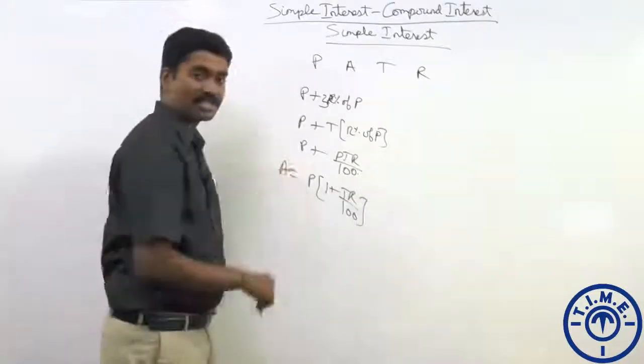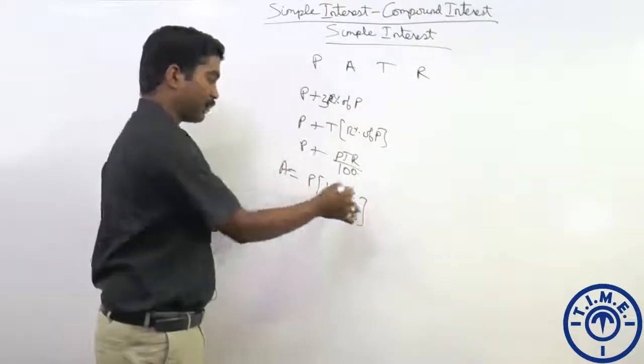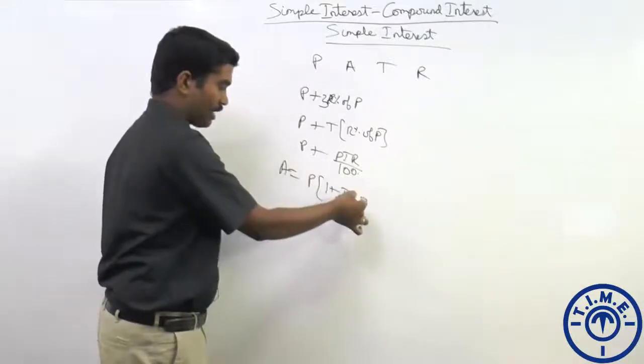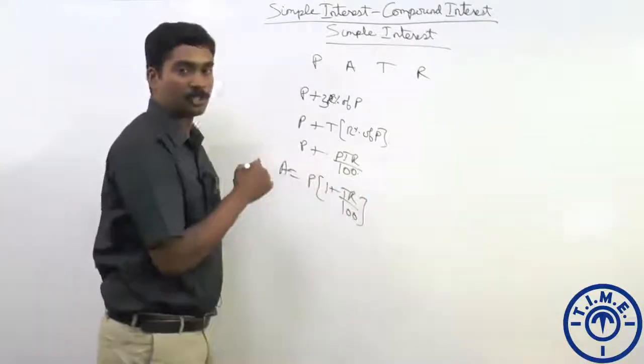You can think of this as the amount that you owe someone at the end of T years, where R is the rate percent and P is the principal that you borrowed.